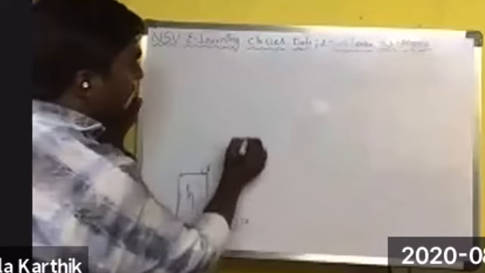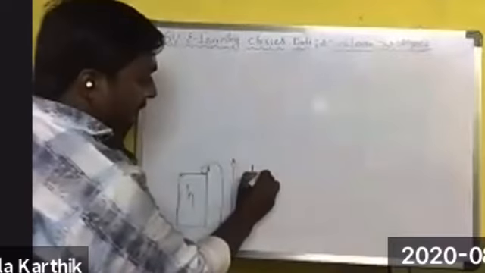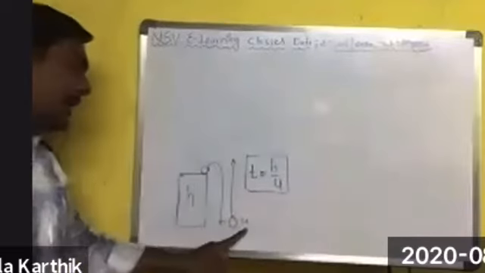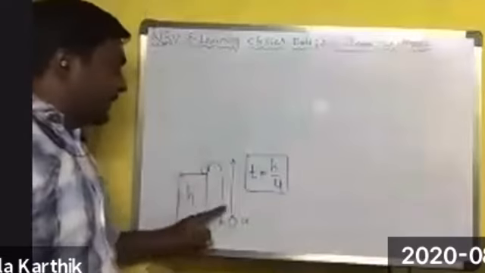When and where they meet, I am simply writing here: T is equal to h by u. By using this h value and the initial velocity value, you can get the answer.